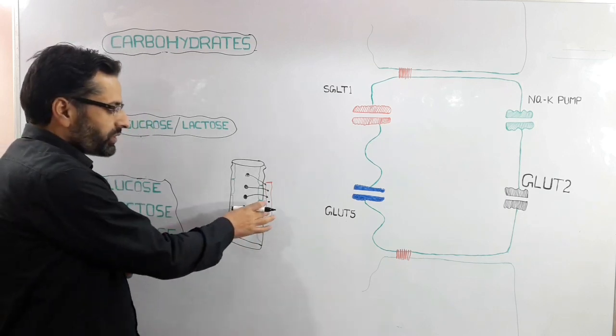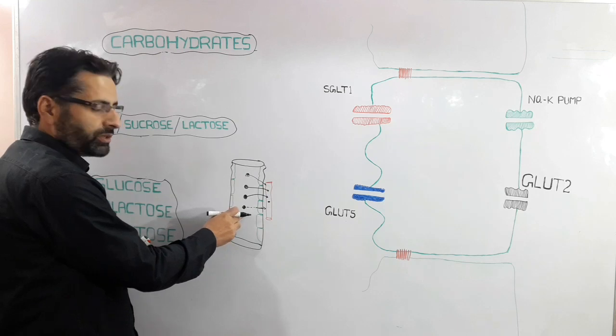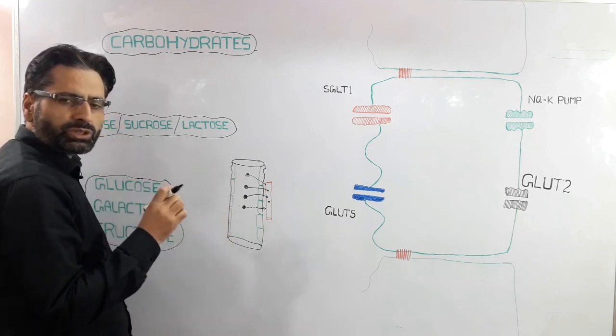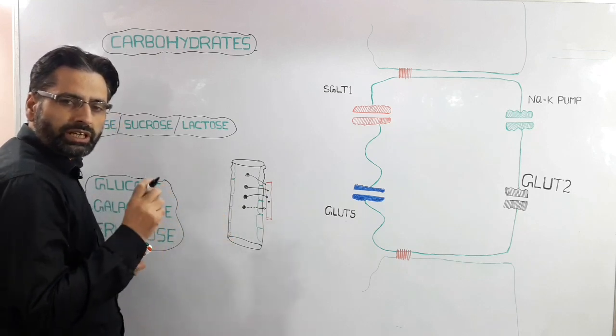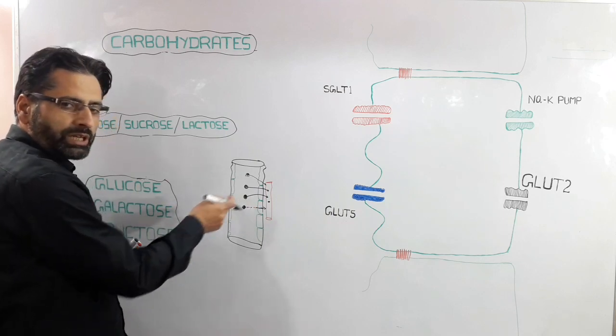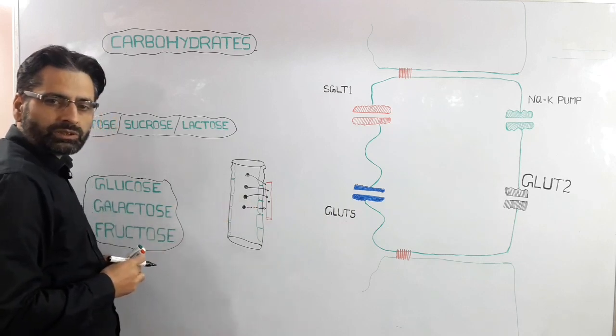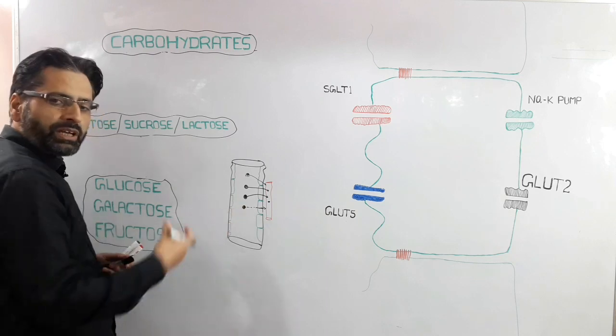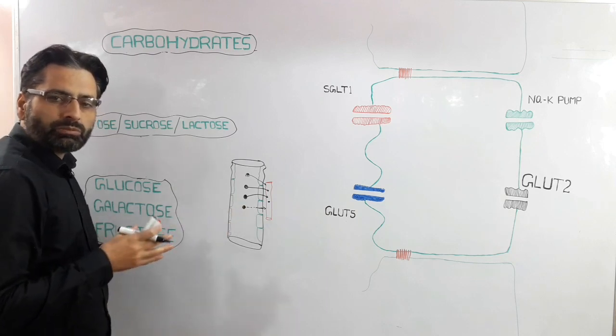And remember, for this absorption, these molecules must be in the simplest, most diffusible form, so that they can easily diffuse through the plasma membrane of the cell. So this is the absorption of these molecules.